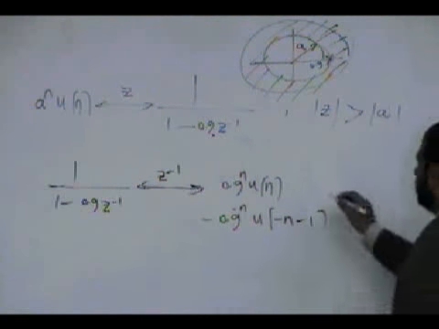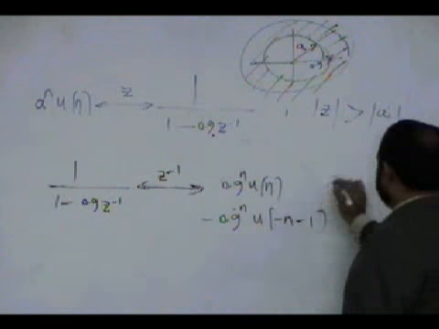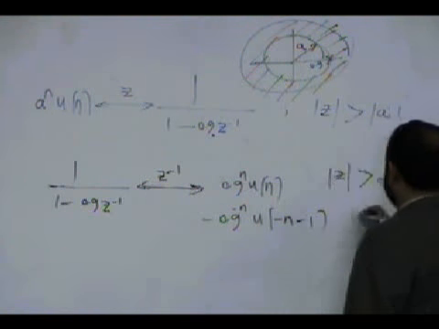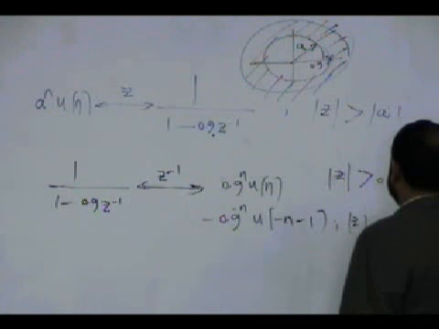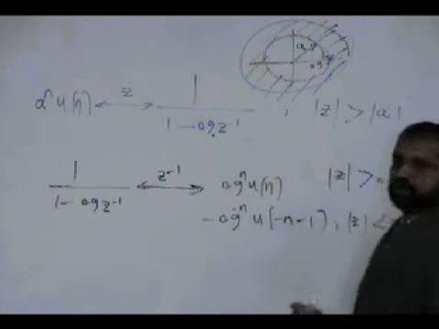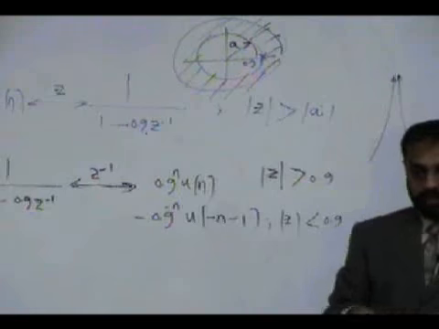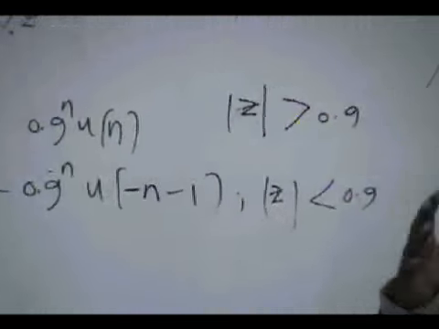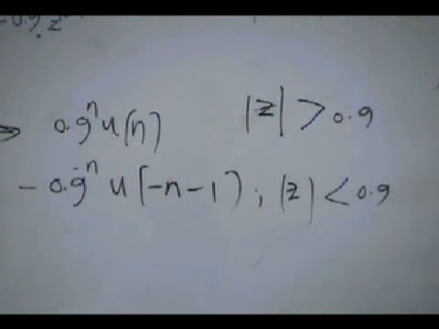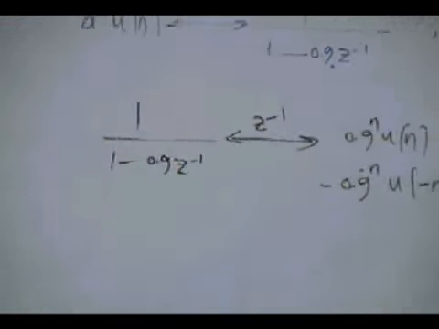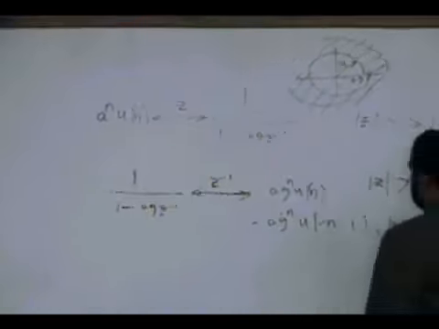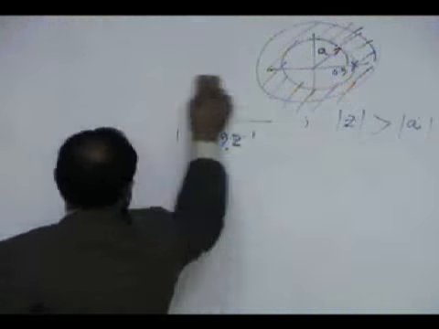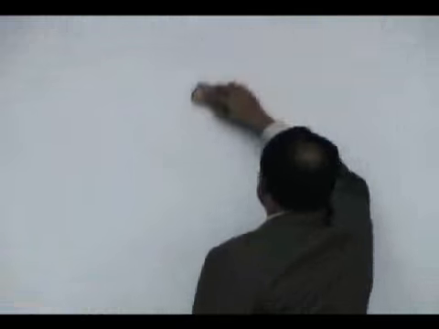And you say this if the region of convergence, magnitude of Z, is assumed to be greater than 0.9, and this if the magnitude of Z is assumed less than 0.9. So you have two options depending upon the region of convergence. If the region of convergence is missing, not given, then you have to give two answers to the question. Otherwise you just give one answer. So this is the Z transform, and this is how you compute it.